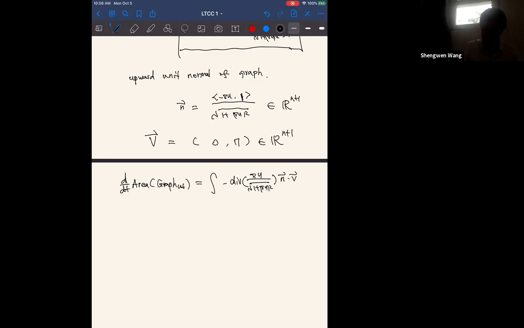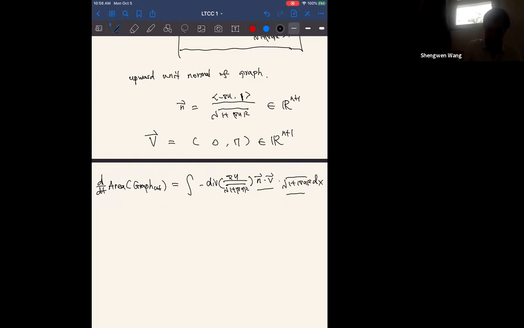Let's move this a little bit left so that I can write it in one line. Times, so n dot v is exactly 1 over the square root of 1 plus grad u squared. So that cancels out. And what is the square root of 1 plus grad u squared? That is the area functional. Oh, sorry, that's the area element. The reason that we want to write it like this is we want the intrinsic expression using the induced metric on the graph. So now you can write it as an integration on the graph.